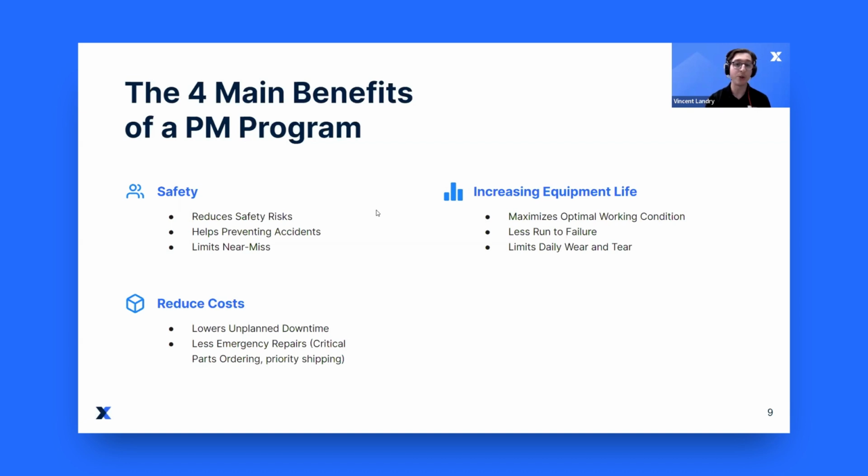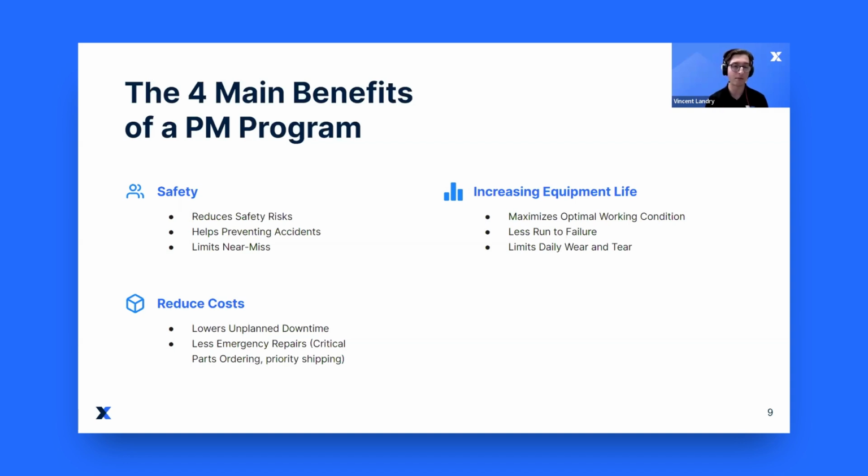The third one is reducing cost. So, I mean, maintenance is sometimes seen as a cost center, but this is something that we need to change. We need to really highlight what are the benefits in terms of cost to having a good PM program. We talked about unplanned downtime a little bit.